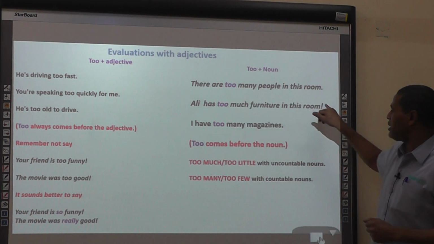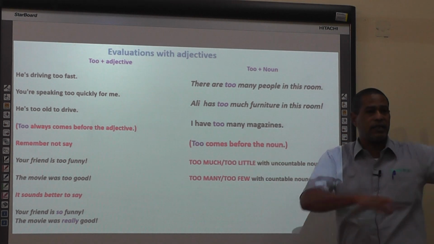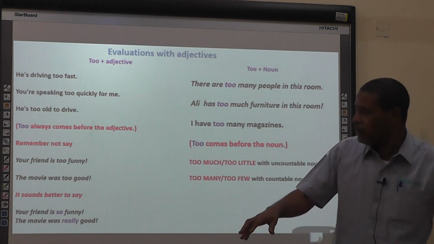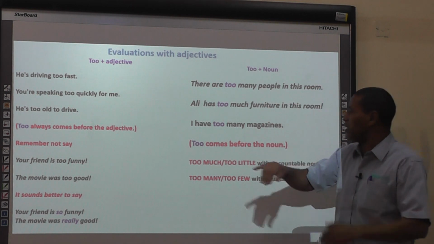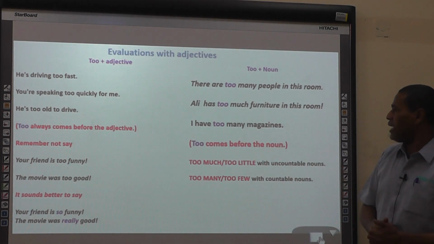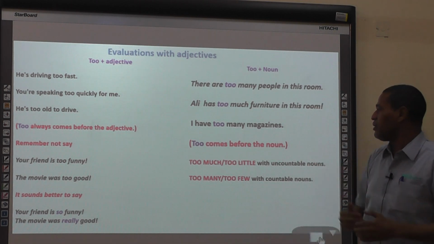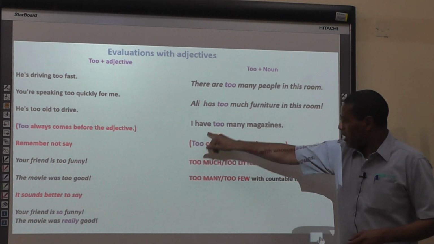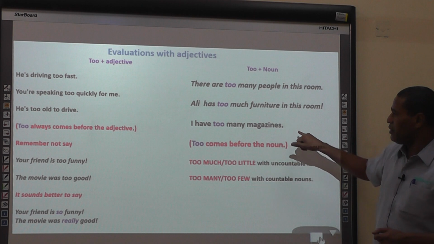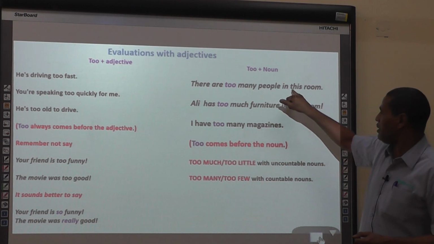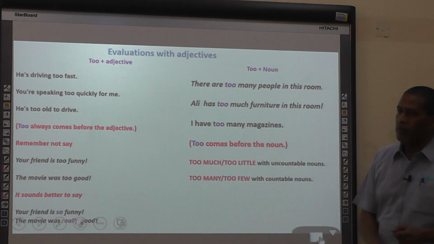"Ali has too much furniture in this room." The room is small and he has a lot of furniture scattered here and there, so you cannot move easily in the room. He has more than what he needs or what he wants. "I have too many magazines." It means I have a lot of magazines, more than what I need. As you can see from the examples, "too" comes before the noun. Here, people is the noun, here furniture, and here magazines.